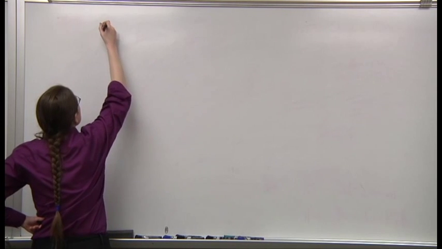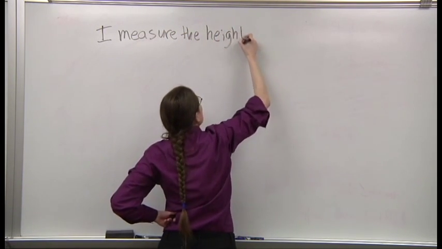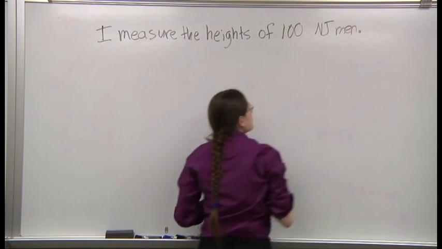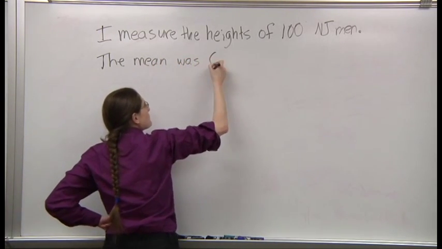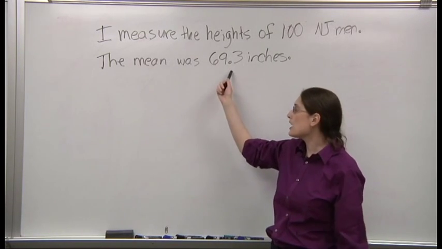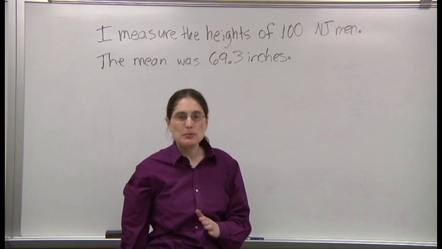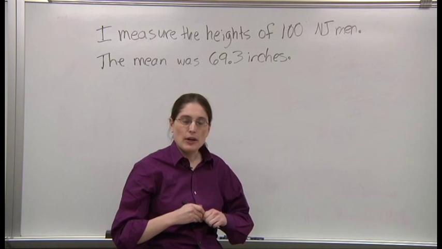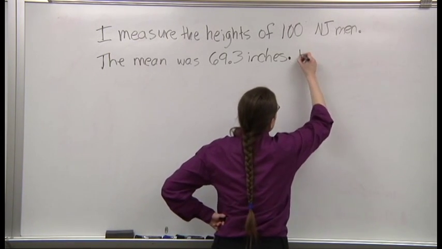So, I measured the heights of 100 New Jersey men. And the mean of my sample was 69.3 inches. Now, the mean of the sample is probably pretty close to the mean of the population. But how probably and how close? Well, you can pick how probably. You also need a standard deviation.